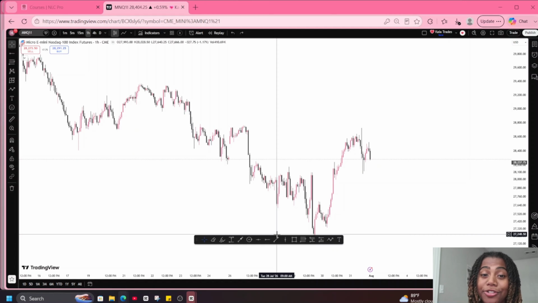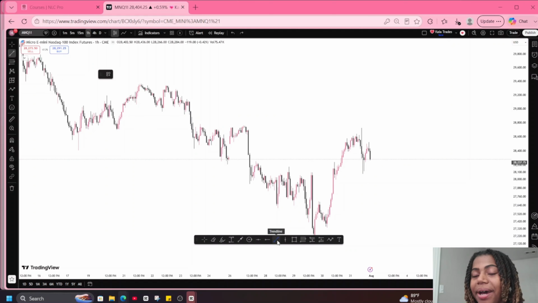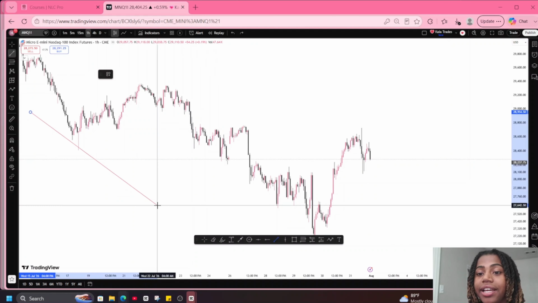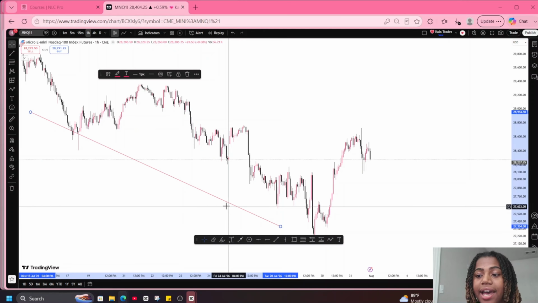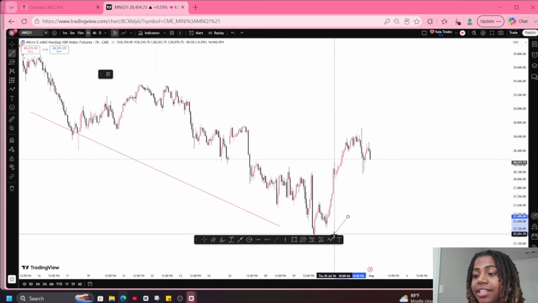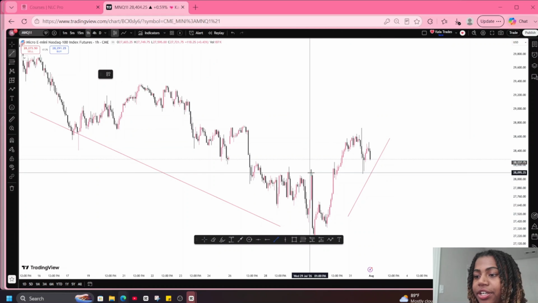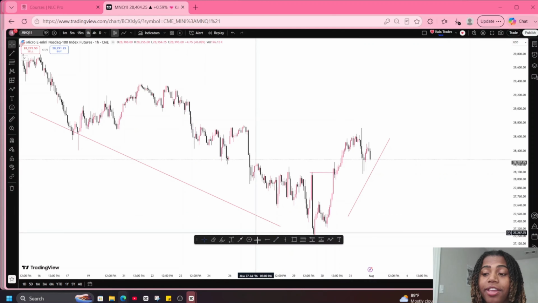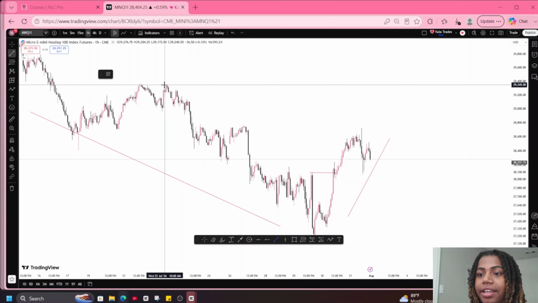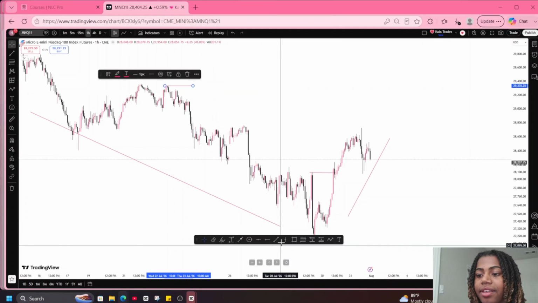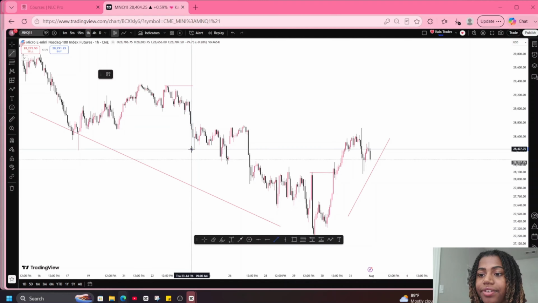Next up, one of my personal favorites. I use this tool every freaking day. If you trade with me, you're definitely going to see me use it. And this is my trend line. You can use a trend line to mark if your price is going down. You can use it if price is going up. You can use it for breaks of structure. You can use it for marking out highs and lows. Here's a high. Here's a low.